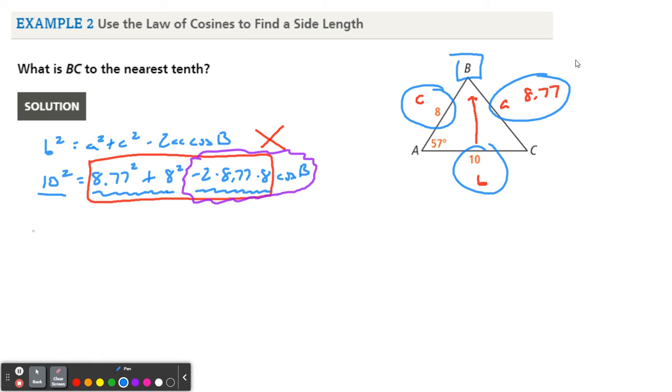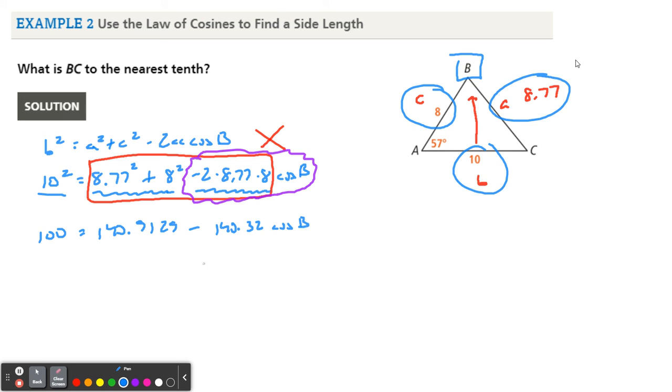So 10 squared is 100. 8.77 squared plus 8 squared is going to give you 140.9129. And again, I will leave it out. It's annoying, I know, but I'm going to. Minus, so then we'll do 2 times 8.77 times 8. And we get 140.32. That's a little bit better.